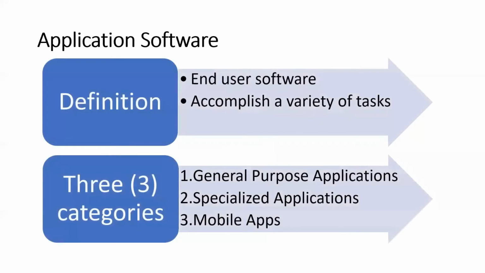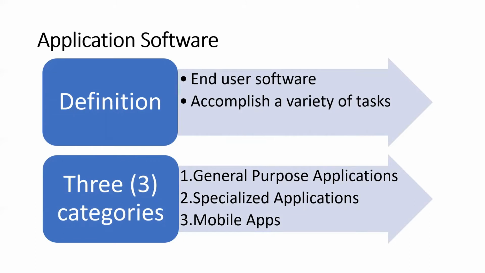So next, the definition of application software. Remember, when we talk about application, it is more focused on end user software. What does end user mean? An end user is the user that uses the computer. So that user, we call the end user. So why do we need application software? To accomplish a variety of tasks.